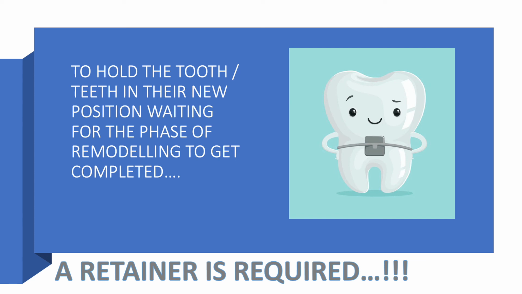Now, a retainer is needed to hold the tooth or the teeth in their new position while the phase of remodeling is being completed, and only after all this is it removed. So, all this period, a retainer is required, and that is almost 6 to 12 months. In certain cases, like very notorious cases, you might have to wear it for 18 months or sometimes 24 months also, but that's very rare. Usually it's for 1 year.